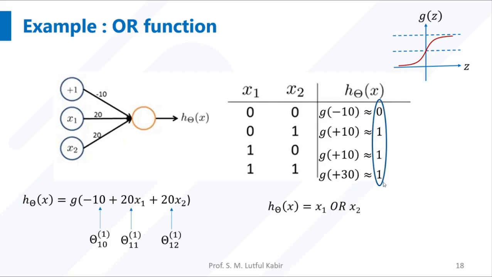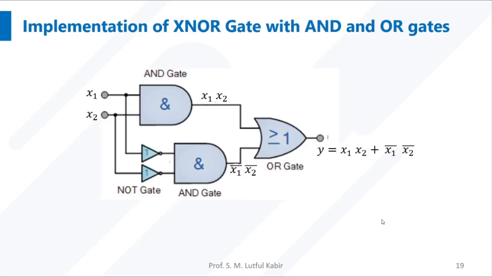So it is 0, 1, 1, 1. So when any one input is 1, then the output is 1, which is actually the OR function. Let us now see the implementation of the XNOR gate with AND and OR. We have already discussed the output equation, and with gates we can have this solution. Two AND gates, where the inputs are inverted, and then the outputs of these two gates are ORed together, and you get the XNOR gate.